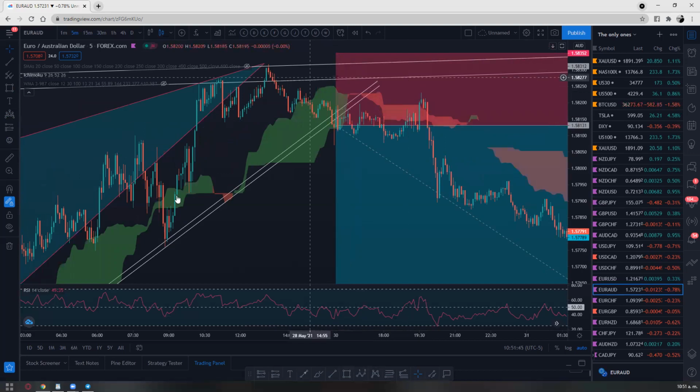Usually this is how we do it. When the cloud is below the price, like in this zone, we're looking for buys. And when the cloud turns red and is above the price, we're looking for sells. Anyways, the price had a little consolidation here, trying to scare you out, but at the end of the day, it ended up dropping.